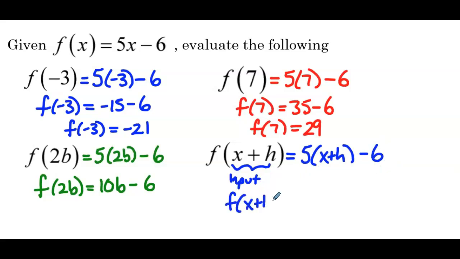So f of x plus h is equal to, we'll distribute the 5, so 5x plus 5h minus 6. Now this looks even more complex than the last example, but it's a completely correct answer. We input x plus h into our function, and the output is going to be 5x plus 5h minus 6. So these are the examples that we're going to work through in this video.